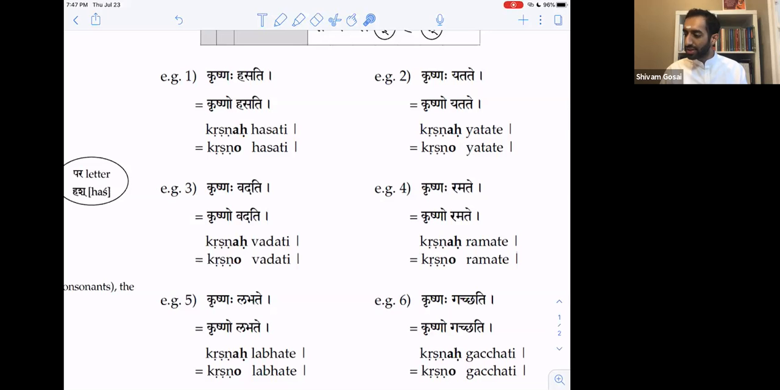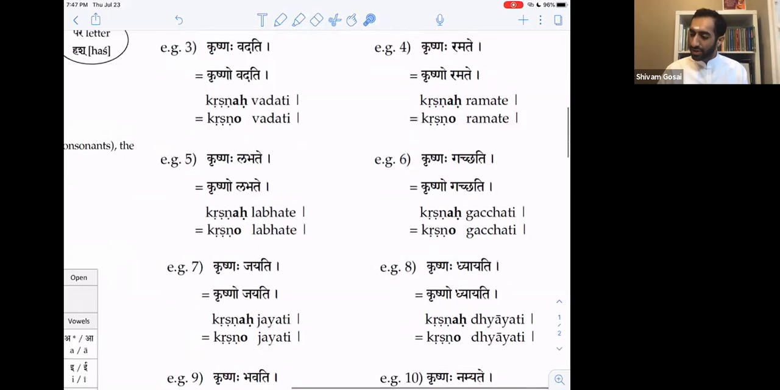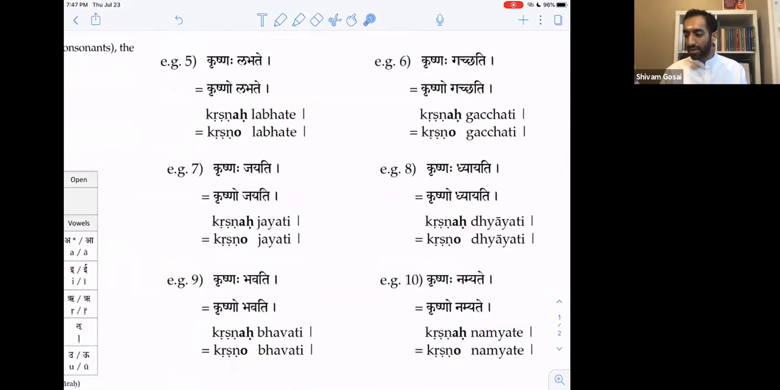So it becomes Krishna vadati, Krishnaha ramate becomes Krishna ramate, etc. You can just look at these examples in your book, and on the screen. Now, if you look at this example, Krishnaha namyate, number 10. Krishnaha namyate: visarga preceded by akara.